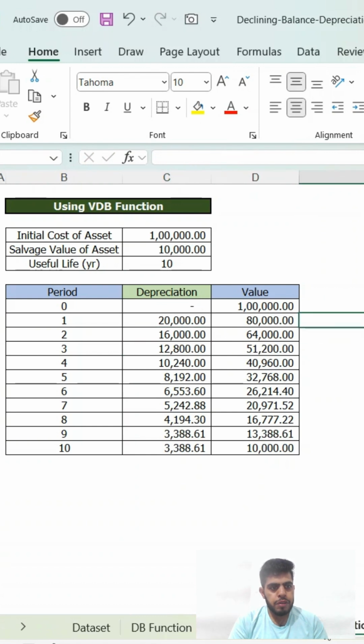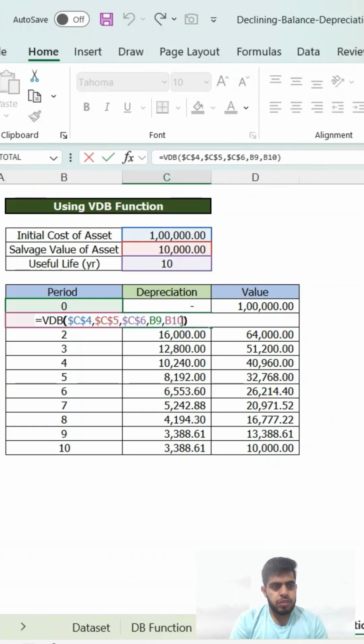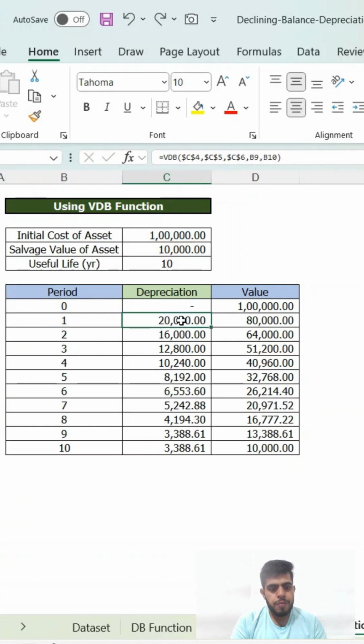Now jumping to the VDB formula, this is also the same. The only change in this formula is that we are supposed to give the start period and end period along with the factor. For example, by default it takes the factor as 2, but if we want to change the factor to 1, we can get our result in a different way.